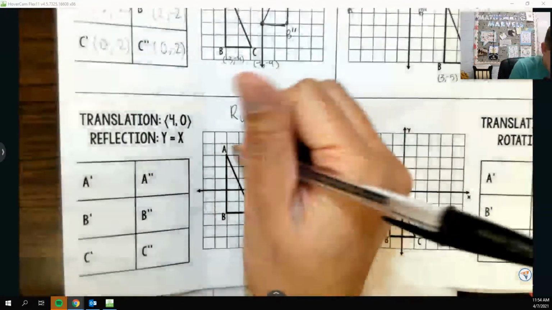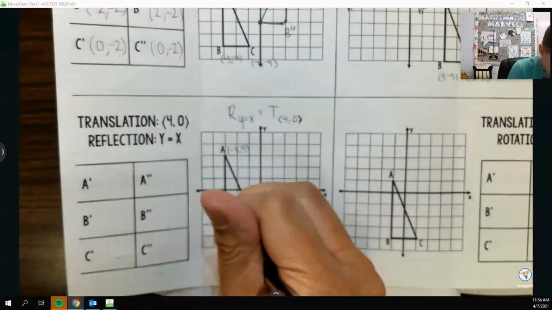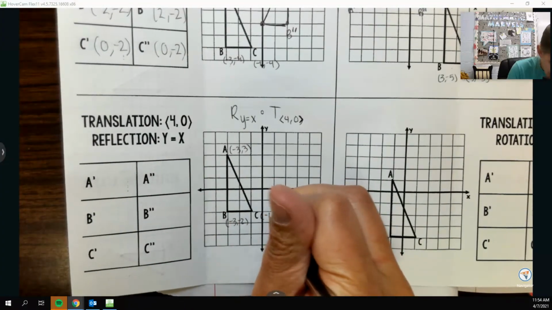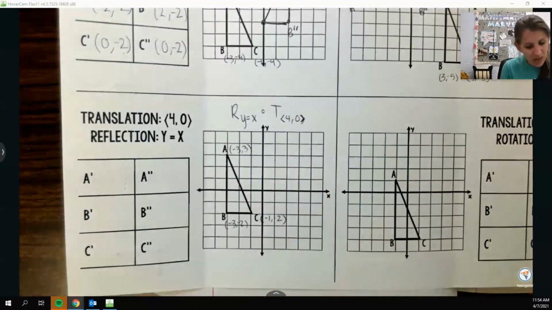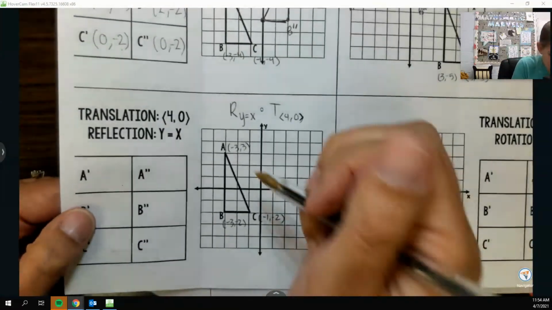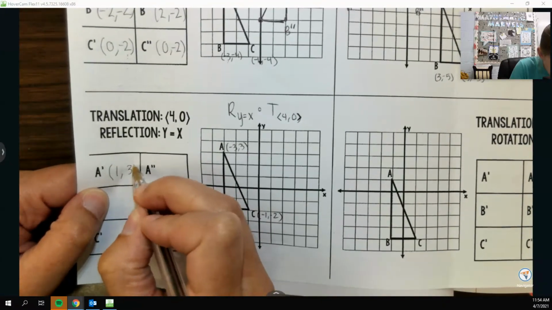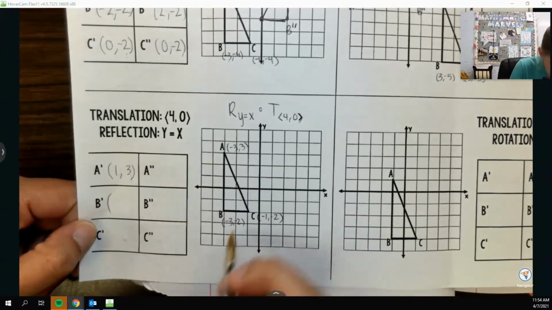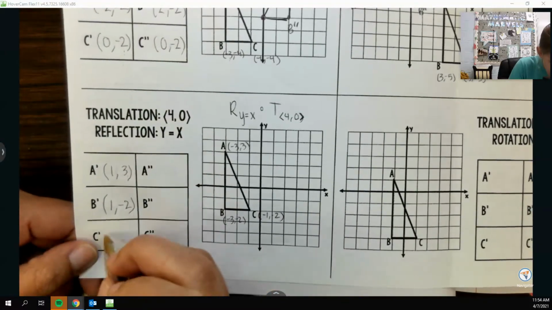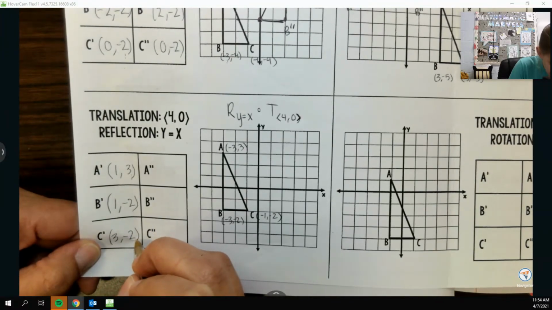But anyways, A is at negative 3 comma 3. B is at negative 3 comma negative 2. And C is at negative 1 comma negative 2. And so if I do that translation first, we're going to add 4 and then do nothing. So if I start with A, add 4, do nothing. B, I'm going to add 4, do nothing. And then I'm going to add 4 and do nothing.